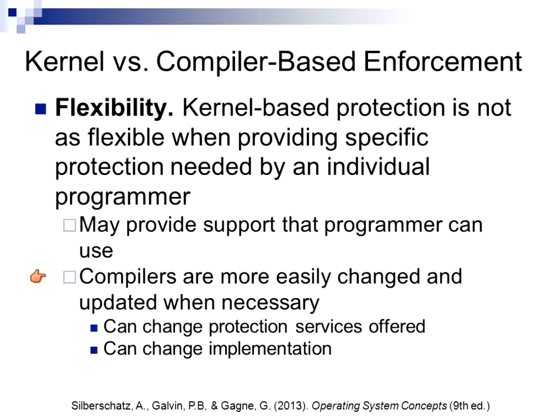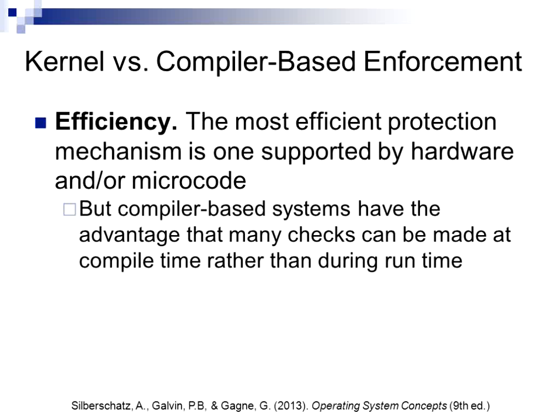Both a disadvantage and an advantage to a compiler is that a compiler can be changed and updated when necessary, so you can change the protection services offered by a compiler, and you could also change how the protection services are implemented in the compiler much more easily than an operating system. In other words, if there was a security flaw in the Java compiler, for example, it's a lot easier to download a new Java compiler than it is to download and install a new operating system. And so that just makes it more flexible. A compiler-based enforcement is more flexible than kernel-based.